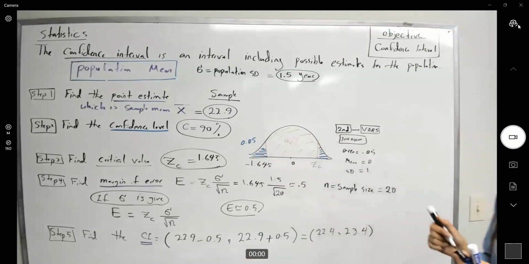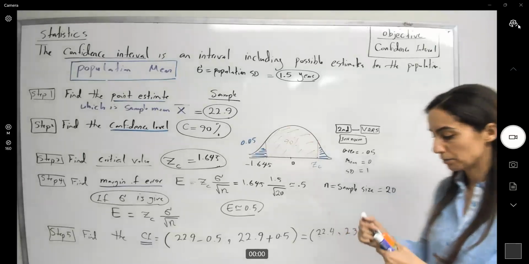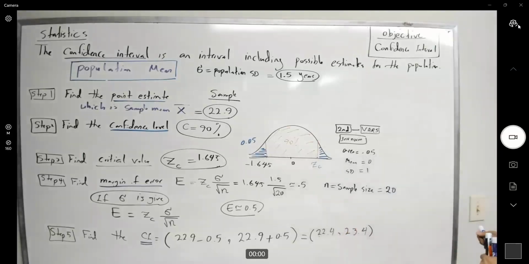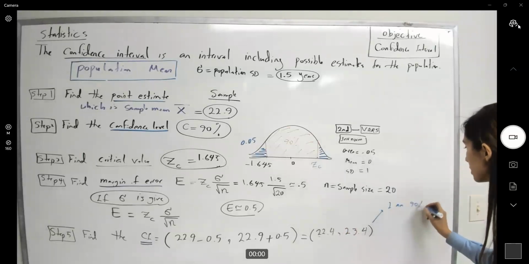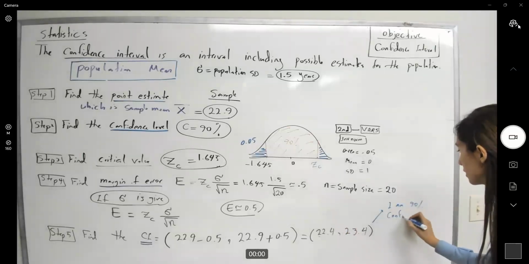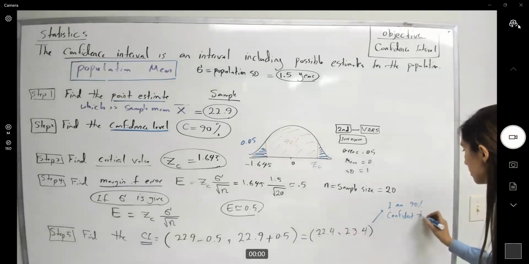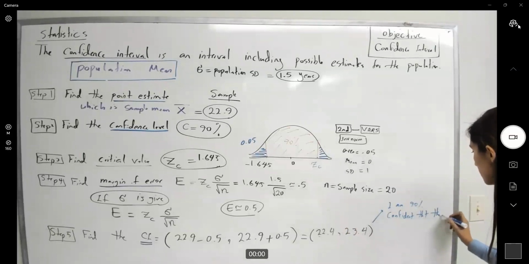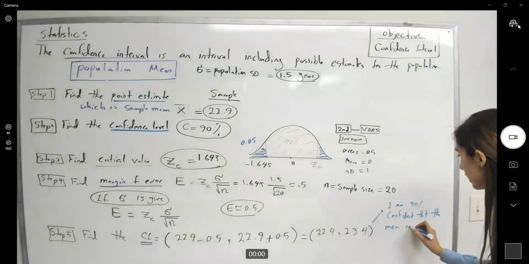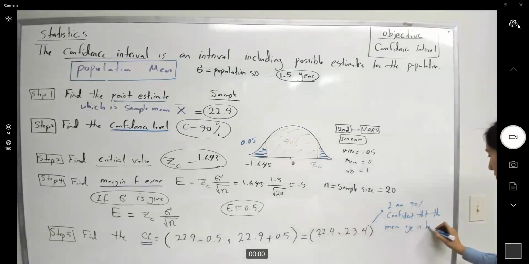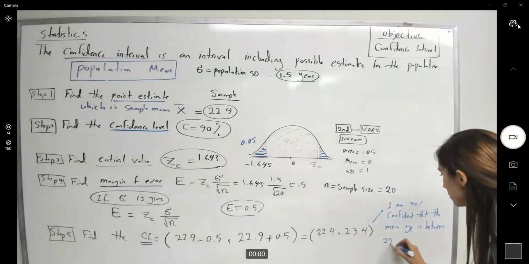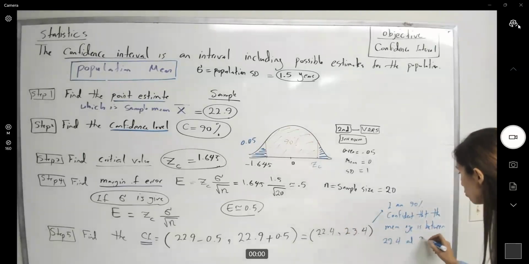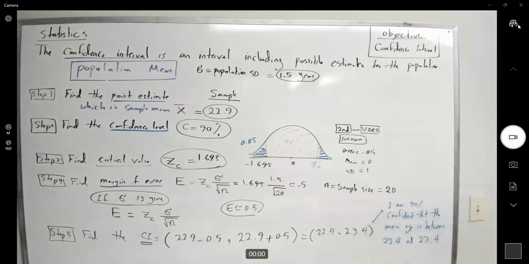It means that I am 90% confident that the mean age is between 22.4 and 23.4.